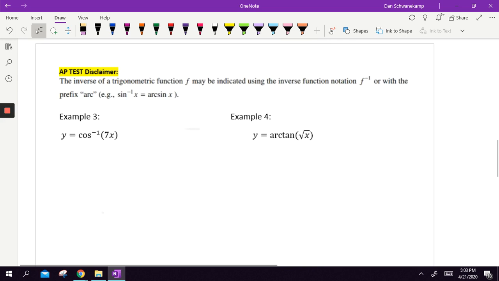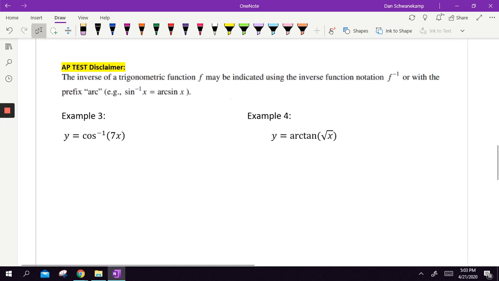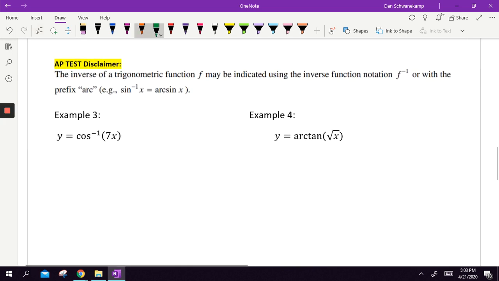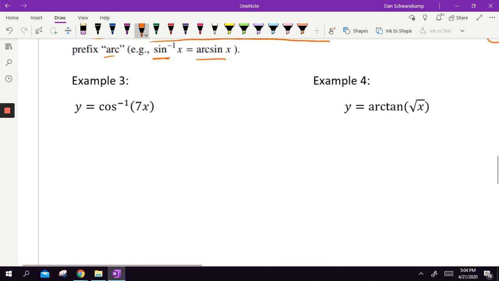Let's go to the backside. Just a heads up here. One of the first things they say on the AP test is they have this disclaimer. It's the only thing they say. It'll say this: the inverse of a trigonometric function may be indicated using the inverse function notation, like that, little f to the negative 1, okay? Or they could use arc. So inverse sine or arc sine. You've seen that from me because I do it pretty heavy when I teach you pre-calc because I want you to know that. But inverse sine and arc sine, those mean the same thing, so don't get overwhelmed with that.